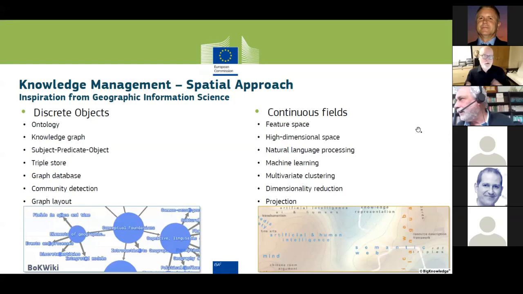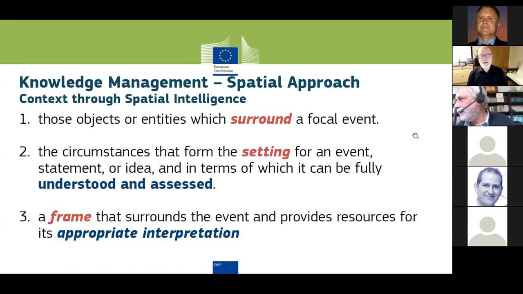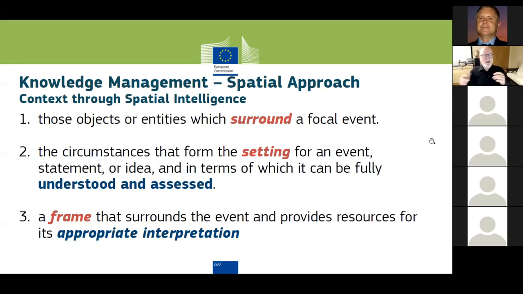Now, next, please. Now, if we look at what it means to provide context through spatial intelligence, it turns out even the dictionary definitions of context provide already a larger perspective. The first one of these talks about objects and entities that surround the thing you're interested in. But then the other two definitions, two and three, talk about something a little bit more fuzzy: settings, frames. And to me, those point to some underlying space, some continuous space in which you are describing, prescribing, delineating context. Next, please.